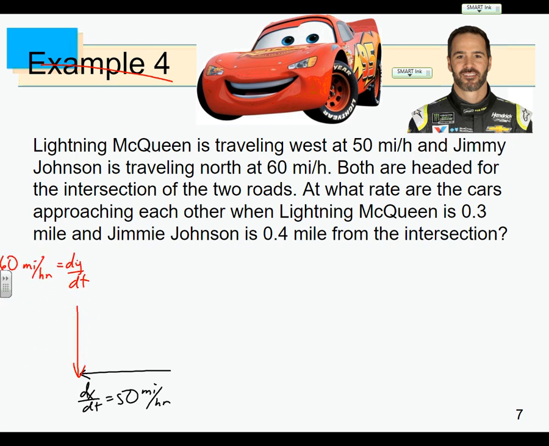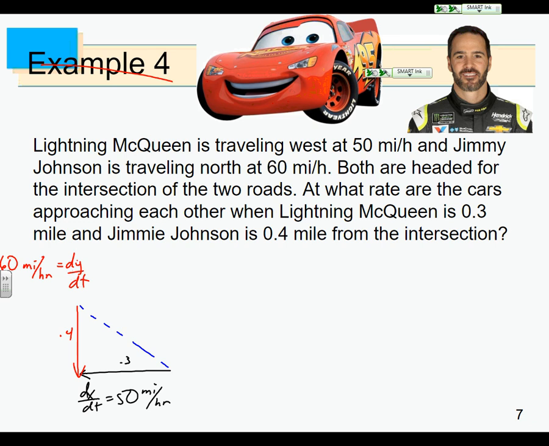Okay. So they're both headed towards this intersection. At what rate are the cars approaching each other when Lightning McQueen, see Lightning is the bottom one, is 0.3 miles out, and Jimmy is 0.4 miles out from the intersection? So there's this imaginary line that's joining the two cars right here. As I get closer to this intersection, that blue line is going to be decreasing. So hopefully I get a negative answer to show that. But I'm just wondering how fast that blue line is going to decrease.